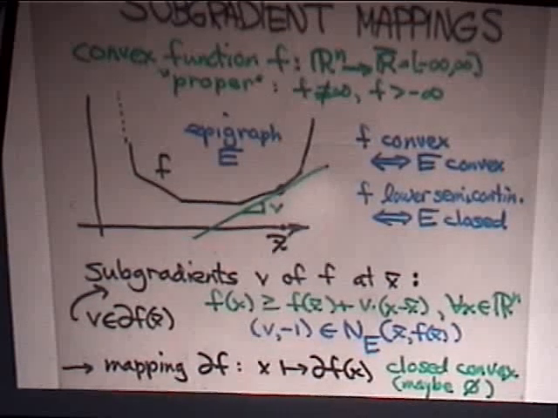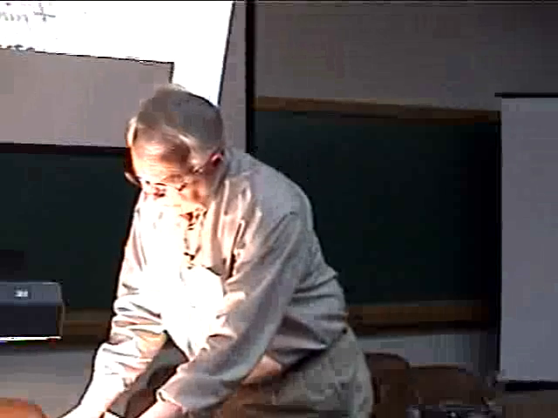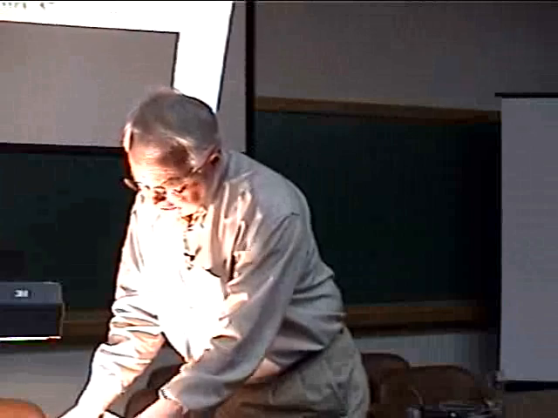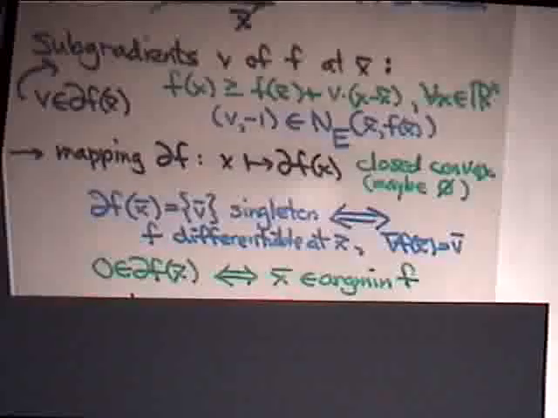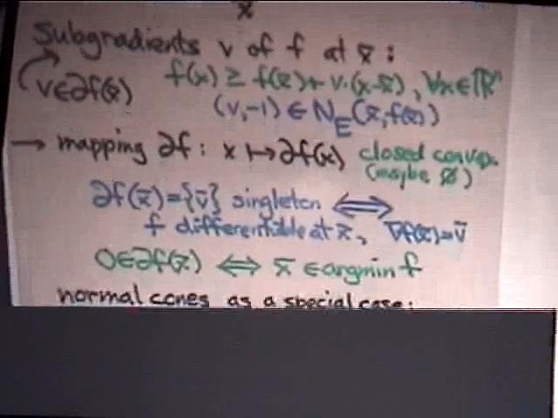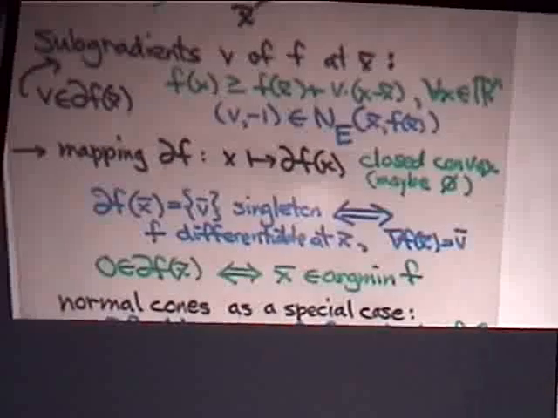You can also view the subgradients as coming out of the normal cone to the epigraph. So here's an interesting characterization: there is a unique subgradient if and only if the function is differentiable at this point, and that subgradient is the gradient. Another one is that 0 is a subgradient if and only if you have a minimum there.